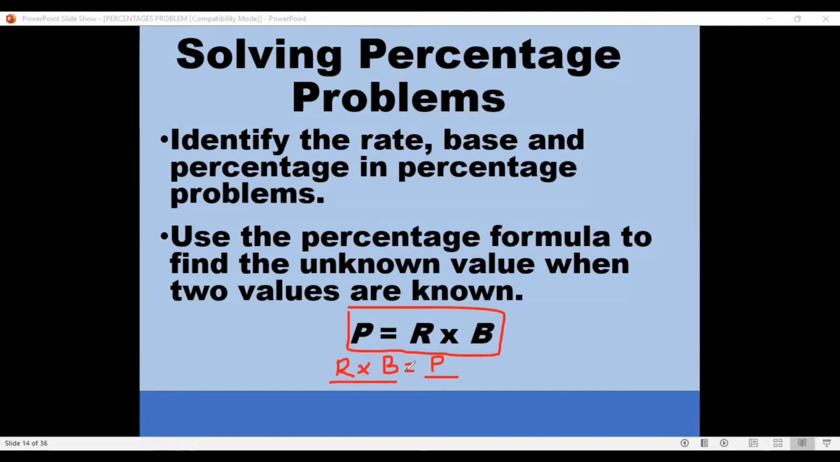Now, it will be the R that we want to leave on this side of the equation. Therefore, what we are going to do is divide both sides by B, because we want to simply have the R. The base divided by the base is simply 1, so we just have R, which refers to the rate. So R is equal to P all over B, which means it's just the percentage all over the base. And that's the formula that we will be applying in solving for the rate.